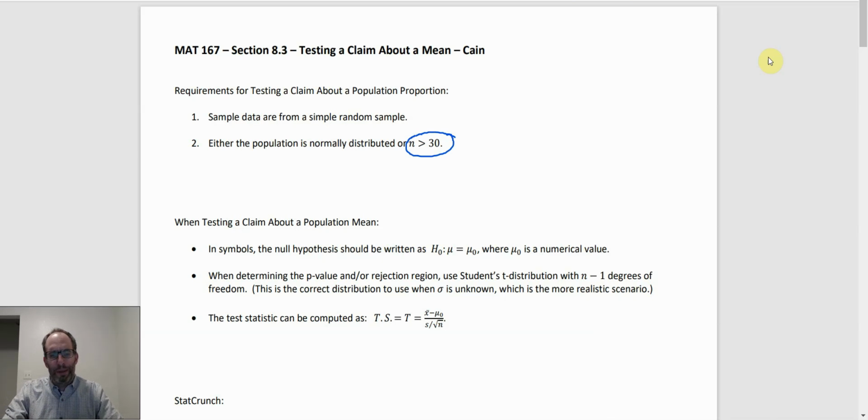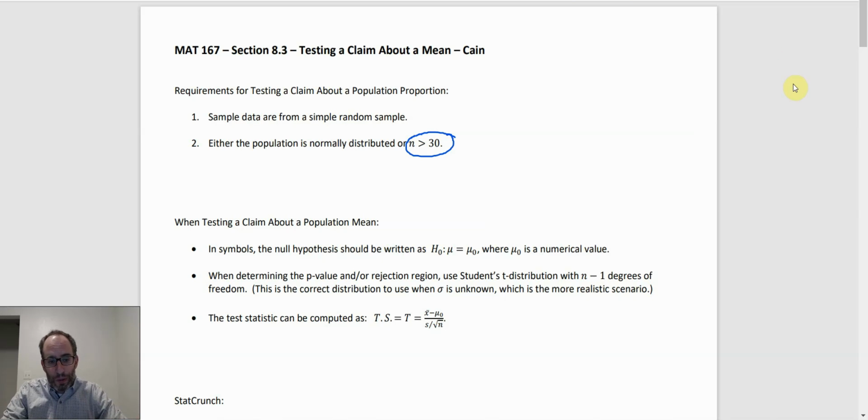Other than that, it's about a mean instead of a proportion, so the hypotheses are going to have mu's in them instead of p's. But the way you figure out what kind of inequality you need in the alternative hypothesis is exactly the same as it would have been for a proportion. There are little things that have to change, but the general setup for a hypothesis test is pretty similar.